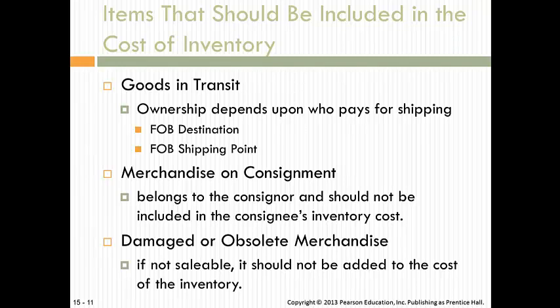So FOB destination means the shipping cost is free to the destination. Goods that are shipped FOB destination are included in the inventory of the seller, but not to the buyer. For example, if you purchase a book from Amazon and it's shipped to you, and you don't pay for shipping, Amazon has shipped the book to you FOB destination and includes the book in its inventory until you receive it at your house. Goods shipped FOB shipping point are included in the inventory of the buyer, but not the seller.